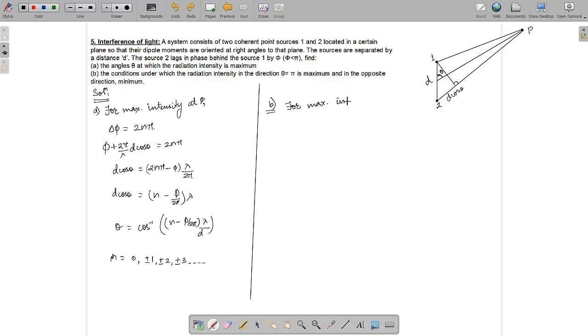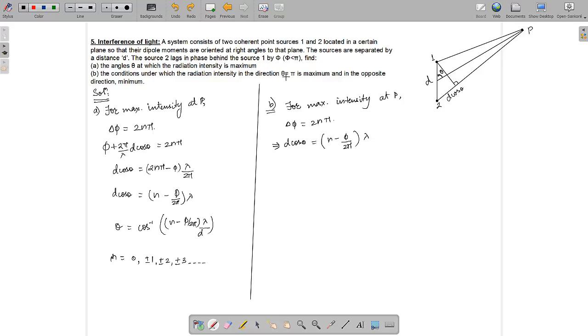For maximum intensity at P, we again have that delta phi should be equal to 2n pi, which gives us this relation again, d cos theta equal to n minus phi by 2 pi into lambda, which we already calculated. That is, d cos theta should be equal to n minus phi by 2 pi into lambda. Now that is the condition.